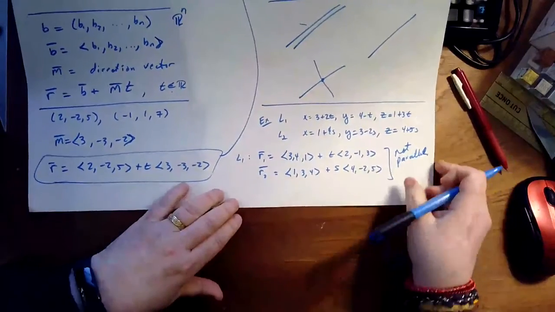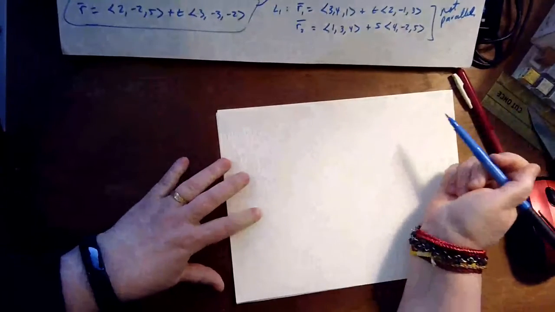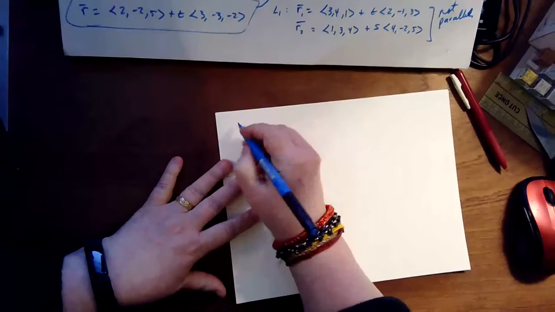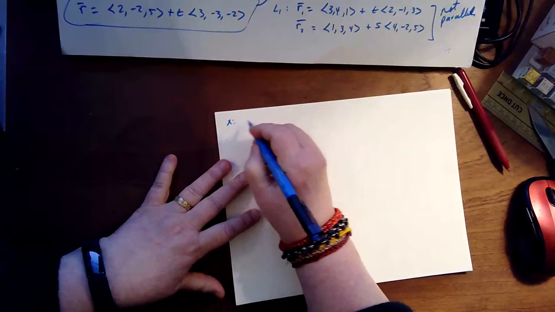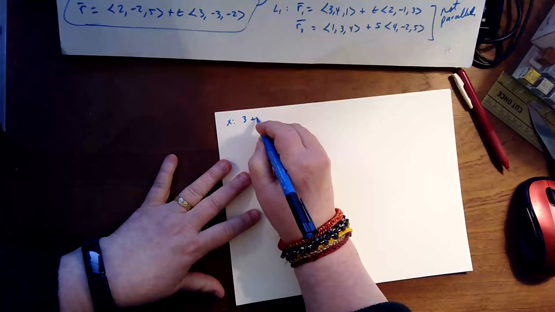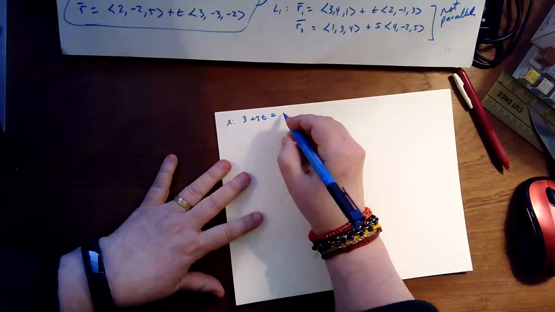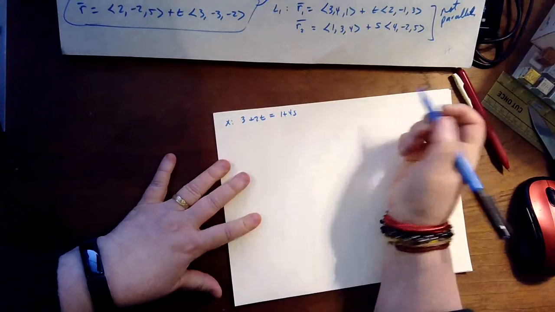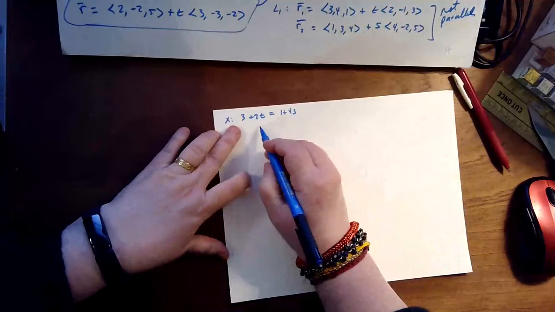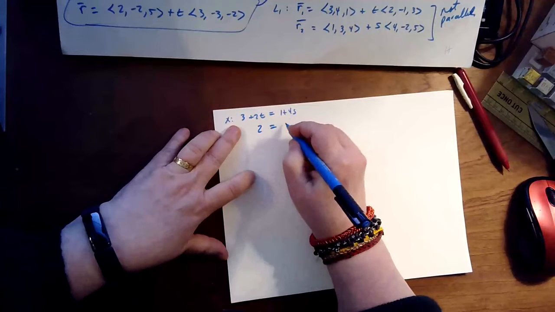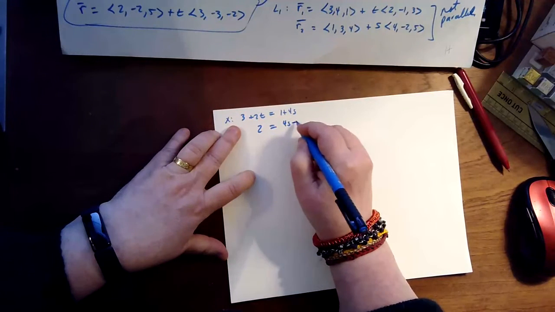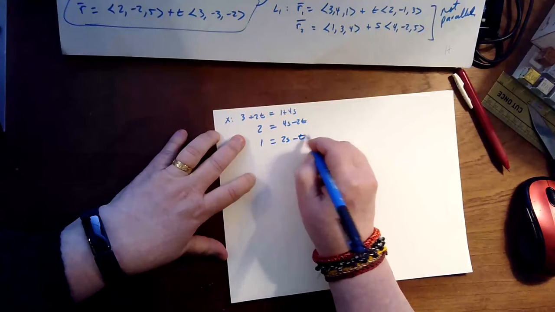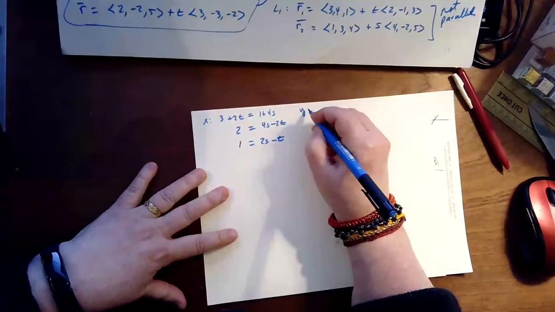Do they intersect? If they were to intersect, we'd have an x-coordinate, a y-coordinate, and a z-coordinate that were equal. So looking at my x-coordinate, 3 plus 2t would have to equal 1 plus 4s. Let's make that a real equation. So I have 2 is equal to 4s minus 2t. Divide by 2. Okay. Now let's look at my y's.